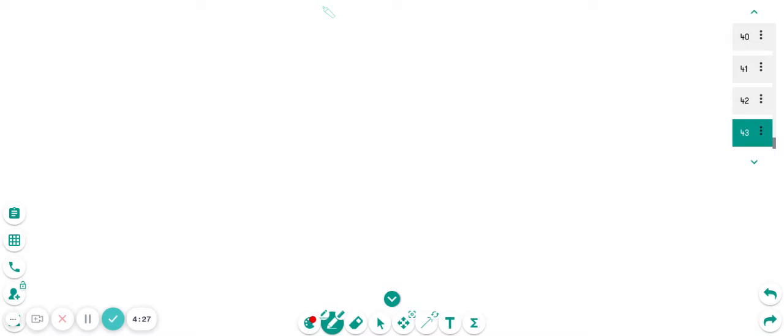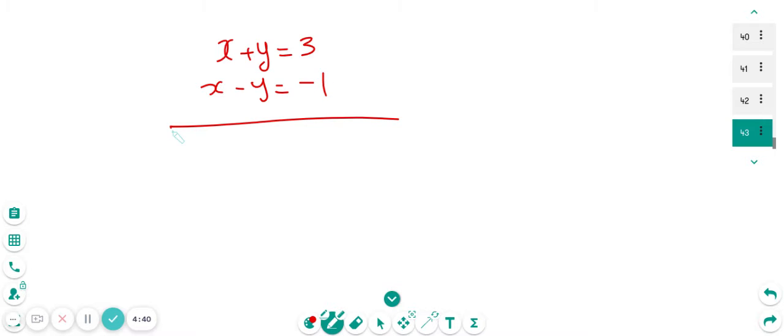Before I begin, I just want you to look at this particular question. I'm just giving you an example: x plus y equals 3 and x minus y equals minus 1. We have a linear equation in front of you, and I want you to try to think about it. Even if you are aware of how to solve it or not, I just want you to think about it and try to solve it on your own. Just give it a try.